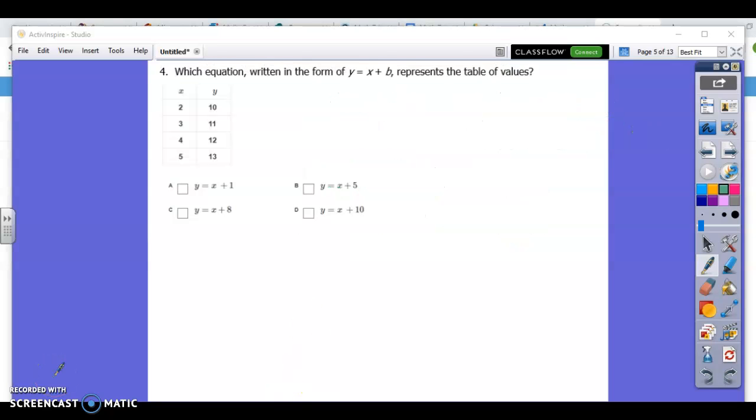All right, number 4. Which equation written in the form of y equals x plus b represents the table of values? So once again, there's a couple of ways you can do this. When you look at all your answer choices, you see that they all have a y-intercept. And one thing about the y-intercept, x is always 0. So what I can do is I can look and see, do I have a 0 in the x column? No, I have 2, 3, 4, 5. And over here I have 10, 11, 12, 13.